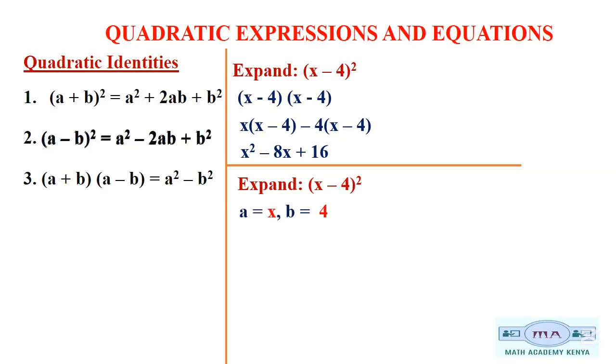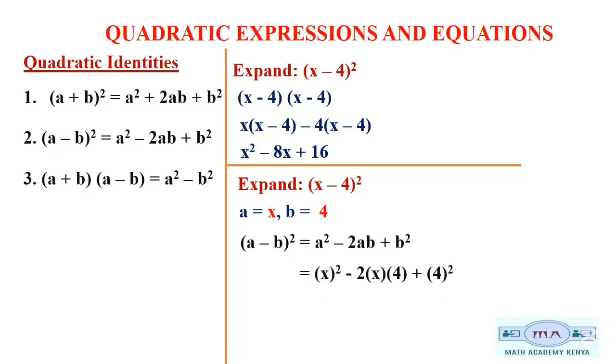So if a is x and b is 4, we are going to use quadratic identity number 2. We equate the variables inside here, and what do we end up with? We end up with x squared minus 2 into bracket x into bracket 4, then plus 4 squared. And this translates to x squared minus 8x plus 16. So it is just the same answer as we got using the long method of expansion.